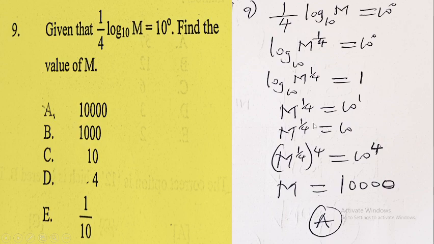Then how can I remove this 1 over 4 so that I can find my m? If you multiply the power by 4, then that should make this power 1 here. So whatever we do to the left hand side, do to the right hand side as well. We have multiplied 1 over 4 by 4, and that will take this 1 to be 4, according to the law of indices. Then m becomes m to the power 1. Then 10 raised to the power 4 is 10,000. So therefore the value of m is 10,000, and option A is the best option in the options provided.